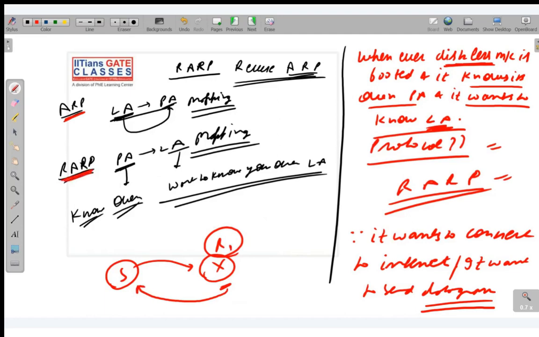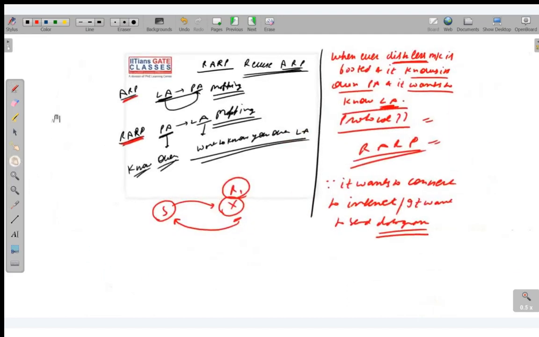But in RARP there is a different kind of scenario. We have a machine and it has just booted, and it knows its physical address. Why? Because it is hardware imprinted. In the NIC, the network interface card, or LAN card, we have a ROM, read only memory. In that ROM the physical address is present. So whenever a diskless machine is booted, it can read the physical address from the NIC card.